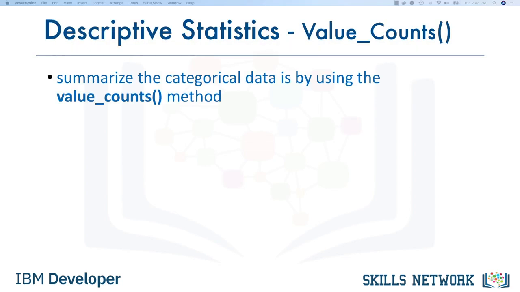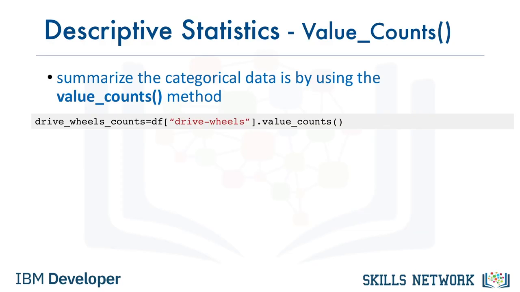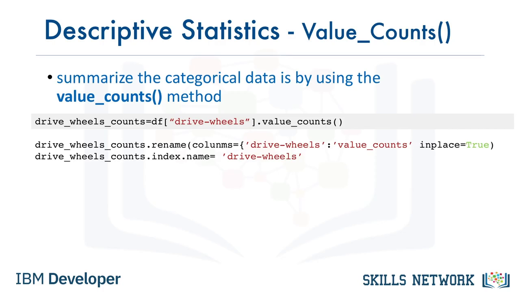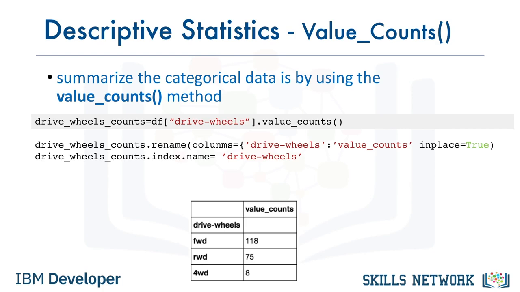You could have also categorical variables in your data set. These are variables that can be divided up into different categories or groups and have discrete values. For example, in our data set we have the drive system as a categorical variable, which consists of the categories forward wheel drive, rear wheel drive, and four-wheel drive. One way you can summarize the categorical data is by using the function value_counts. We can change the name of the column to make it easier to read. We see that we have 118 cars in the front-wheel drive category, 75 cars in the rear-wheel drive category, and 8 cars in the four-wheel drive category.